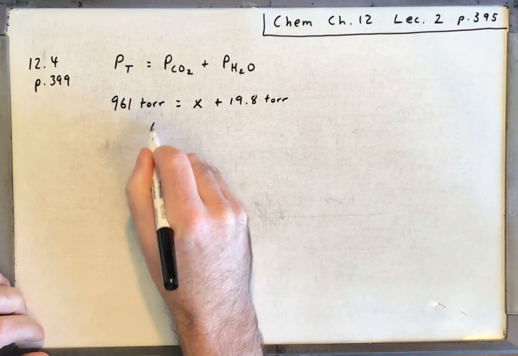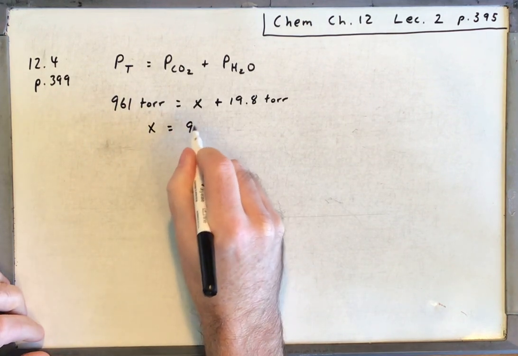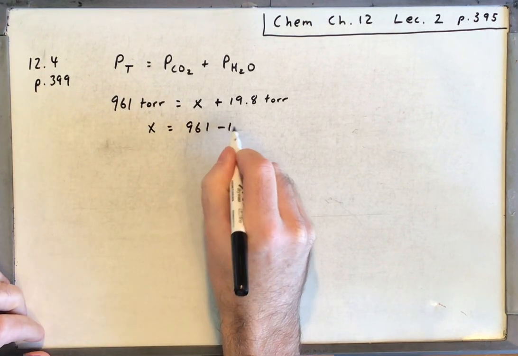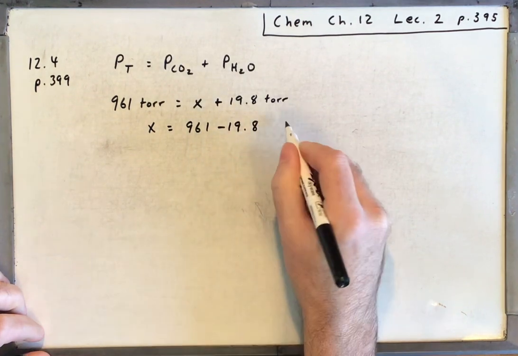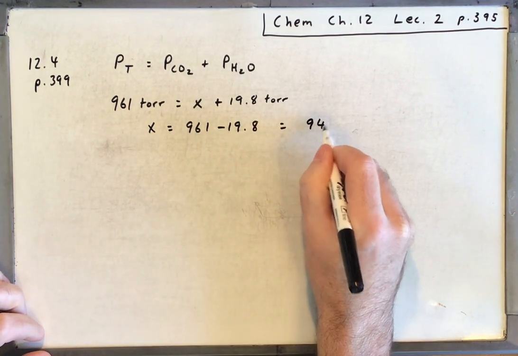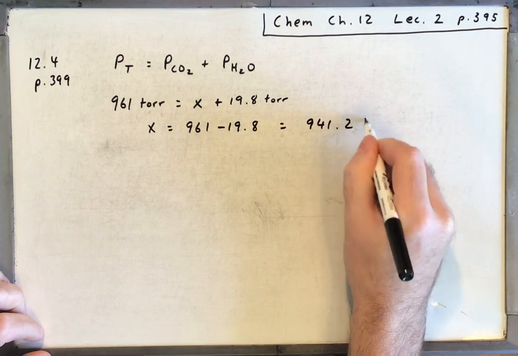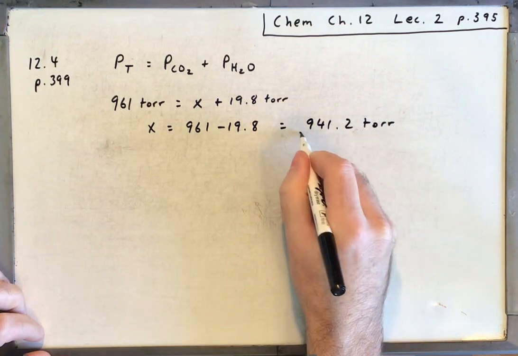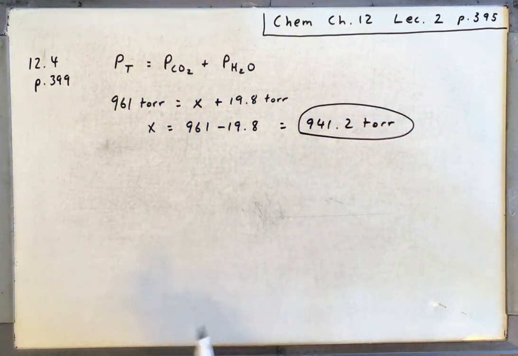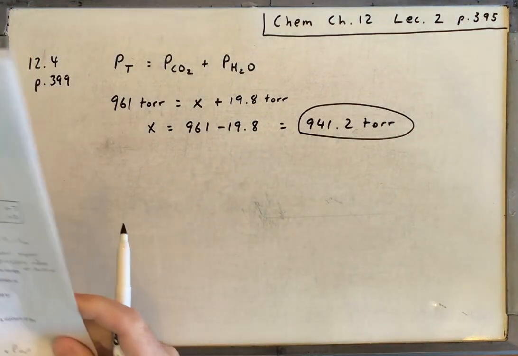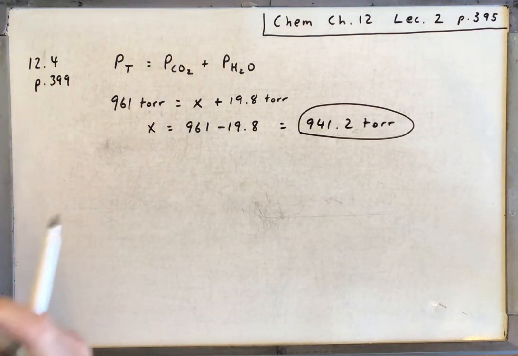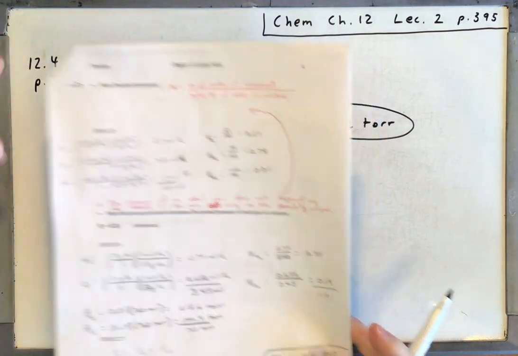All right, so solving for X, we'll have 961 minus 19.8. So that would be 941.2 torr. All right, so that's all there is to it for that problem. Turn the page and we'll talk about mole fraction.